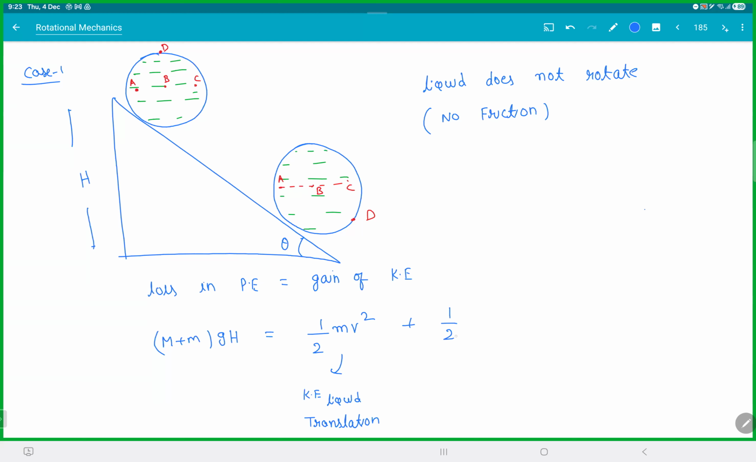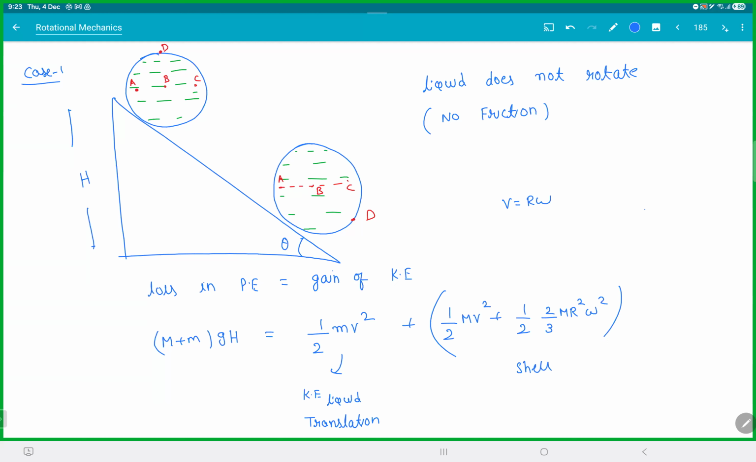Plus half capital M V square plus half moment of inertia of the shell, which is 2 by 3 M R square, omega square. This is for the shell. And it's not slipping, so V is equal to R omega. Solve this, you'll get the answer from there. Are you clear with this?